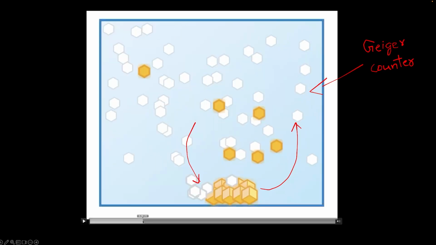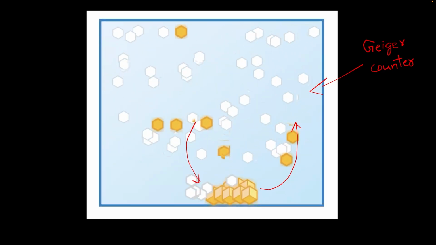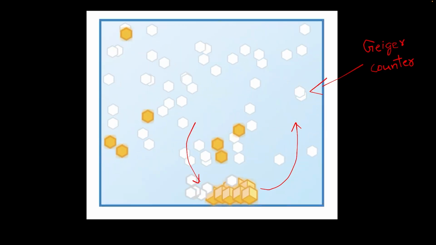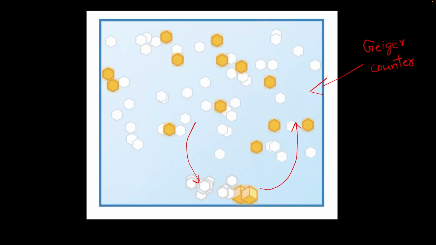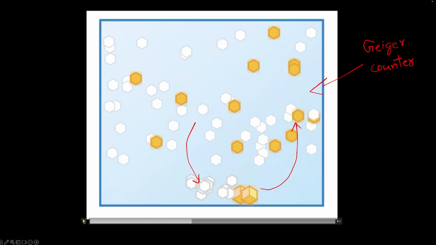As time passes, more radioactive particles go into solution and more of the non-radioactive particles come into crystal form. But after a particular point, you'll reach an equilibrium beyond which nothing much changes and the two processes keep going on at the same rate. Great. I hope that was clear.